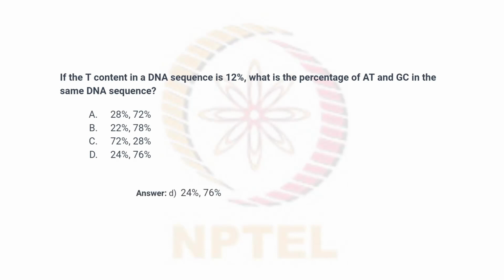Yeah, so here the answer is D, that is 24% and 76%. AT is 24, T is 12 and A is 12, and G and C make up the remaining, that is 76.